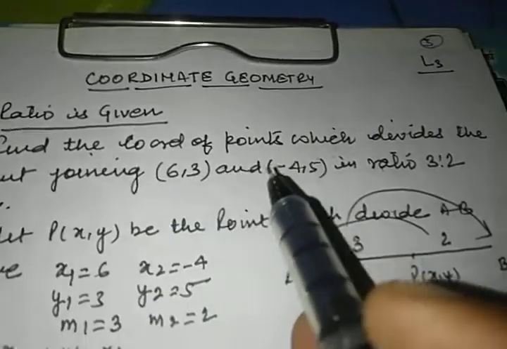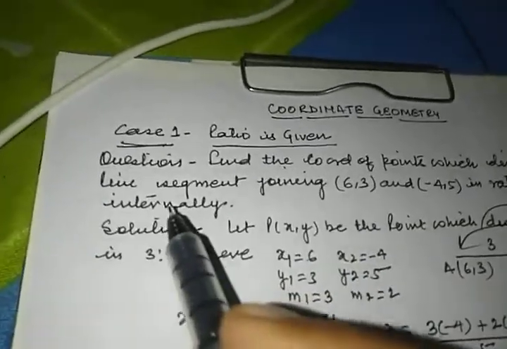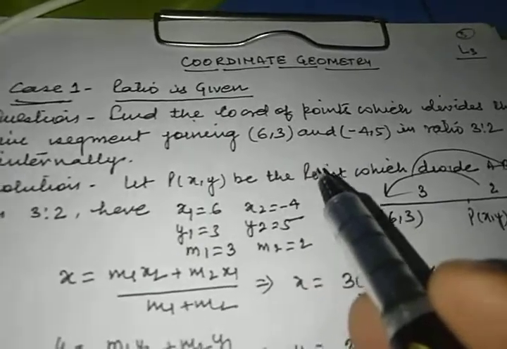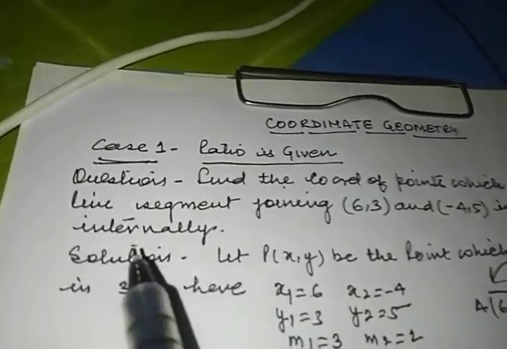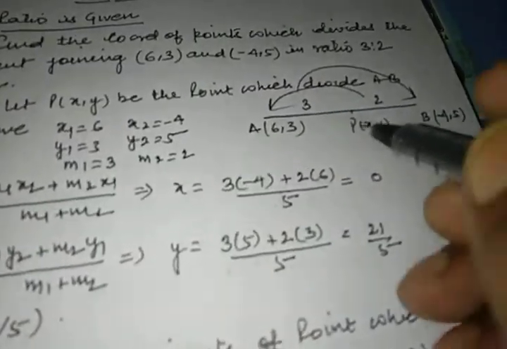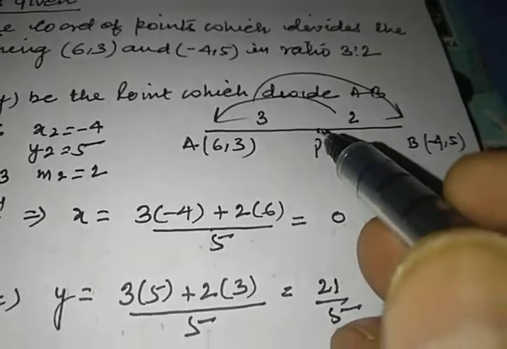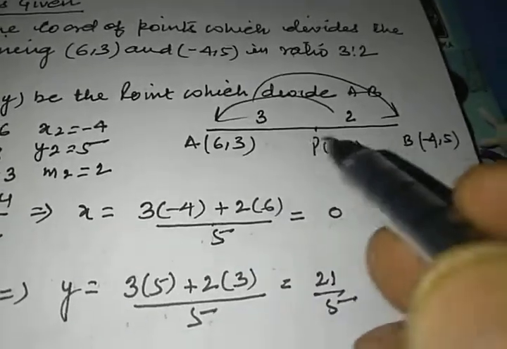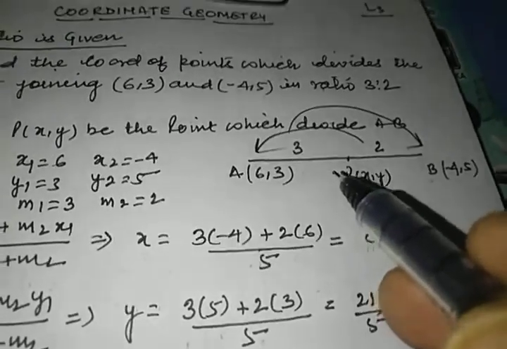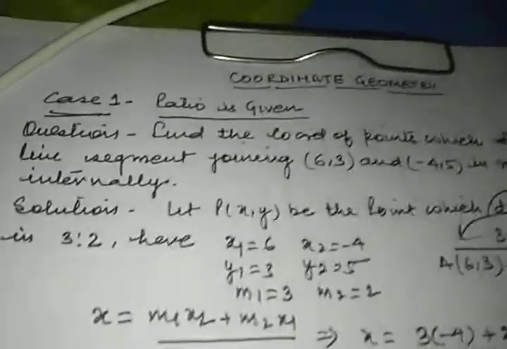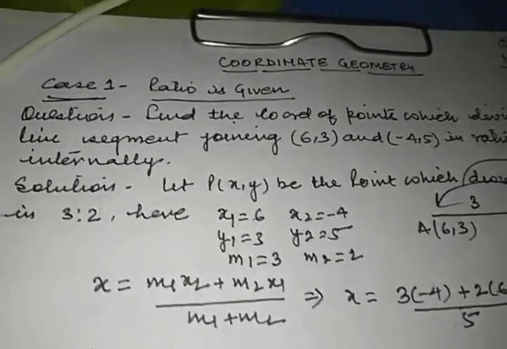When the ratio is given, the question is: find the coordinates of the point which divides the line segment joining (6, 3) and (-4, 5) in the ratio 3:2 internally. Internally means it is internal division, as you are seeing here, P is in the middle of AB. External division is not in your syllabus; you will get it in class 11 if you opt for mathematics.